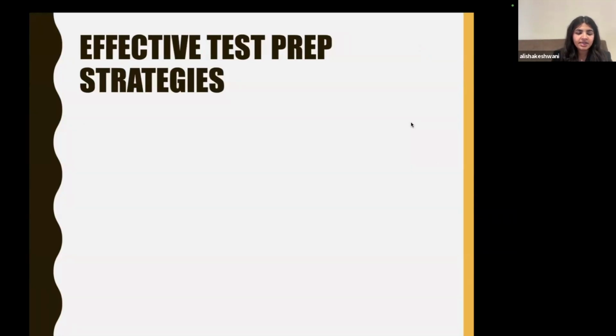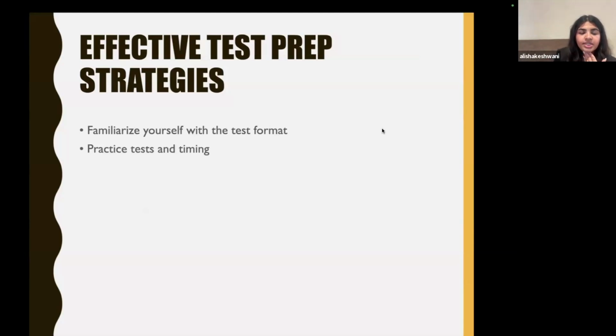So now to get into some effective test prep strategies. The first thing is to really familiarize yourself with the test format. I think this is a good thing to do even before you decide if you should take the SAT or ACT. You can just look up the respective test format on the College Board website and the ACT website, which we went through earlier.